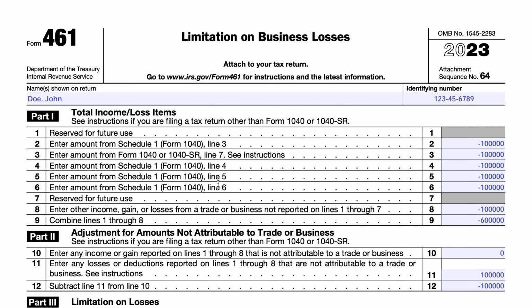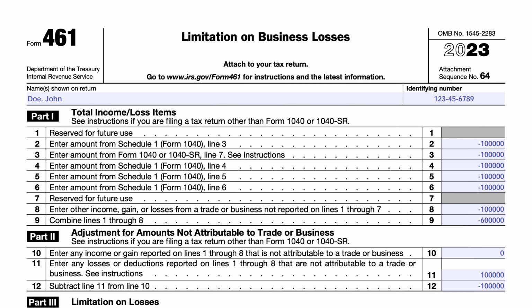And then line 6, that would be Schedule F income for farm-related income or loss. And poor John Doe has suffered a $100,000 loss exactly from each of those 5 different activities. In line 7, this is reserved for future use. And then line 8 is any other income, gain, or losses from a trade or a business that wasn't previously reported on lines 1 through 7.